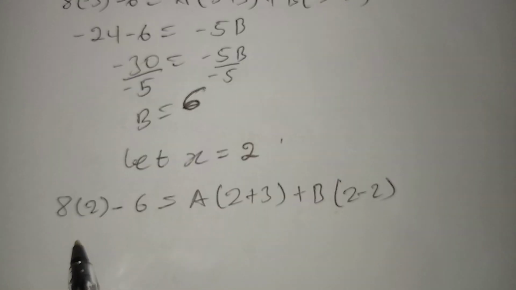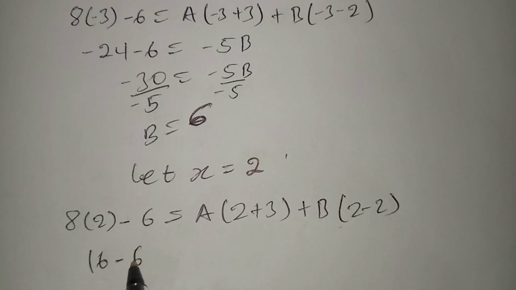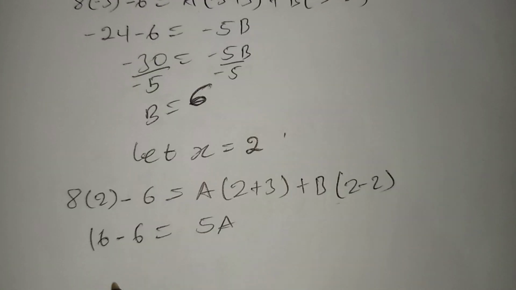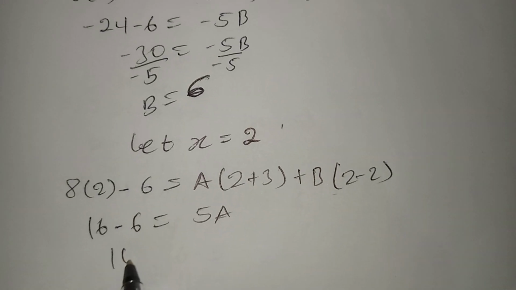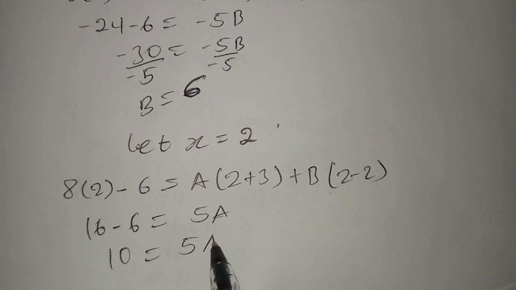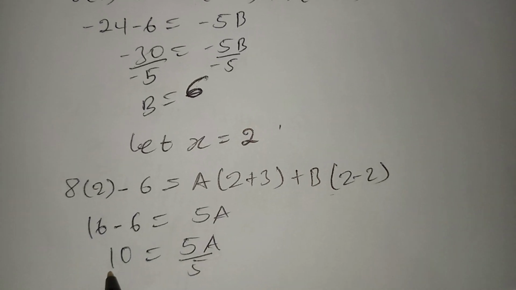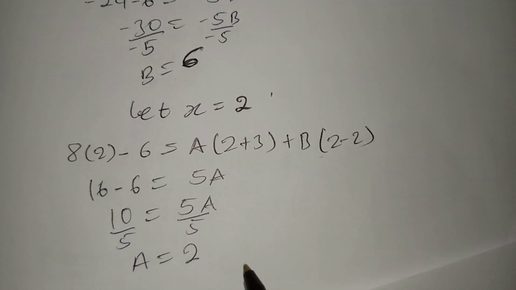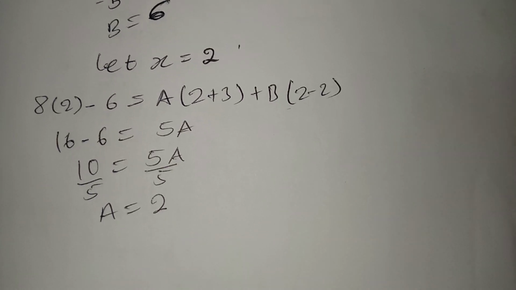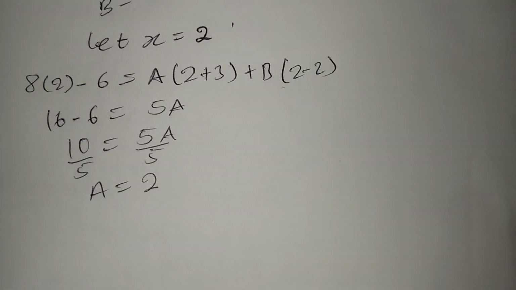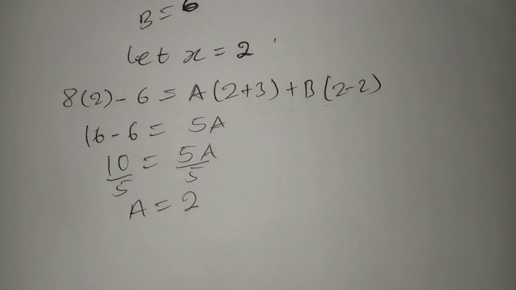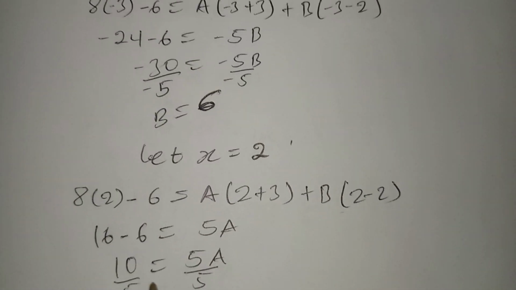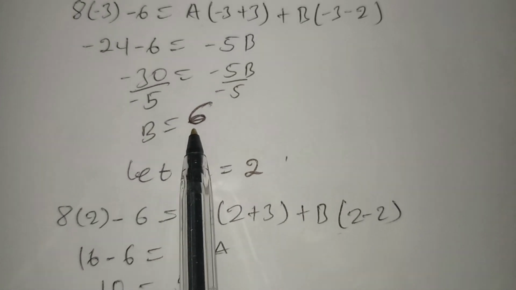So we'll have 16 minus 6 equal to 5A. Performing the arithmetic, we'll have 10 equal to 5A. Making A the subject, we have A equal to 2. So you realize that this method and the first one, there's no difference in the answer. The answers are the same. What we got for A is still the same here, and what we got for B in the first method is 6.